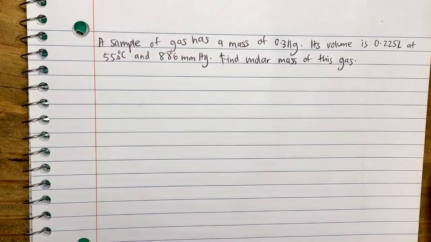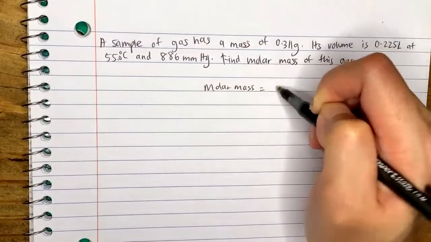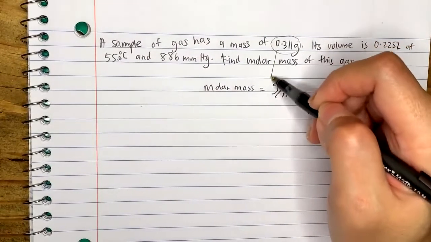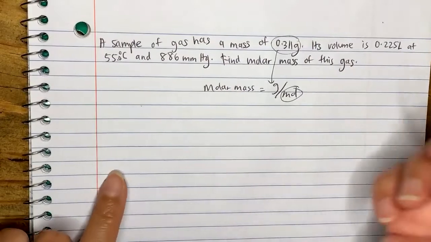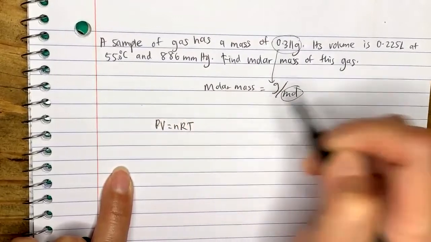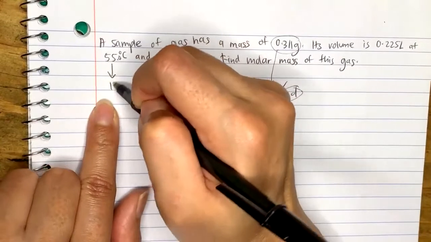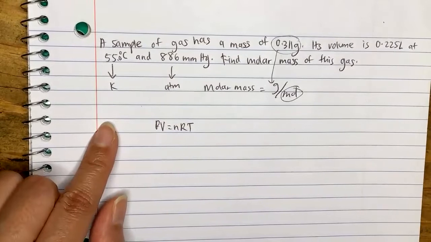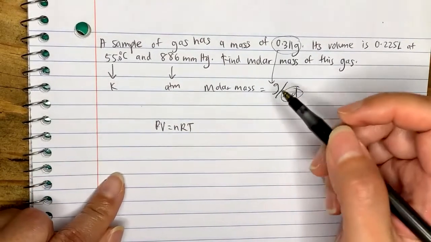So we have to find molar mass, where molar mass is grams per mole. We already have the grams part. We just have to look for the moles. Okay, so let's look for the moles. PV equals nRT will be used. But these units all need to be changed. This one needs to be changed to Kelvin. This one needs to be changed to ATM. That one's fine. Okay, so let's go ahead and change the units first then.